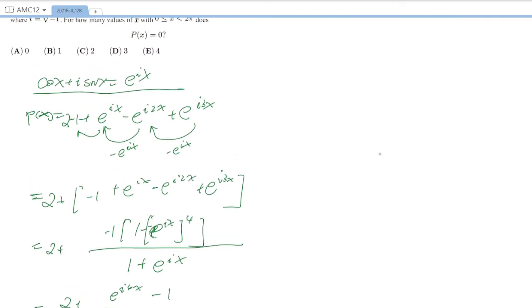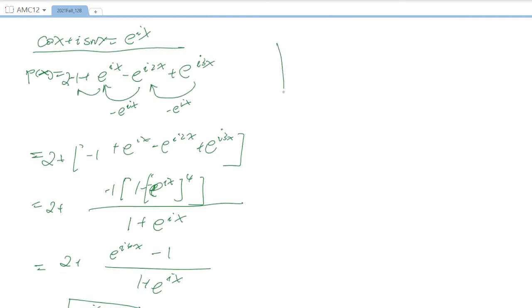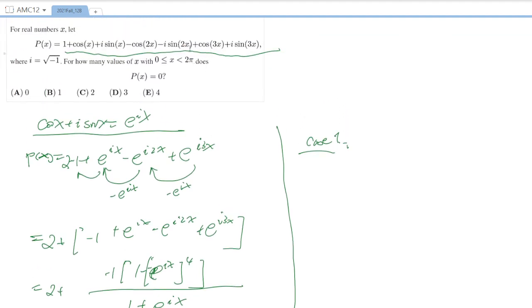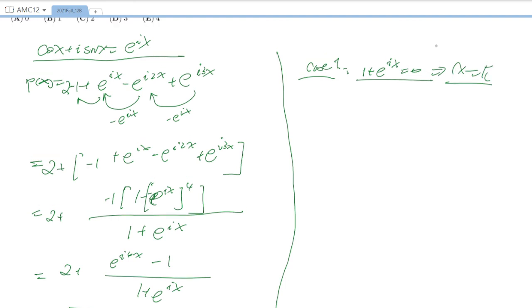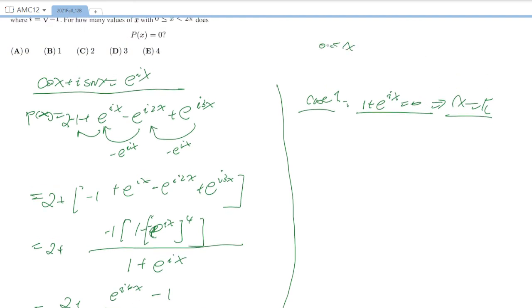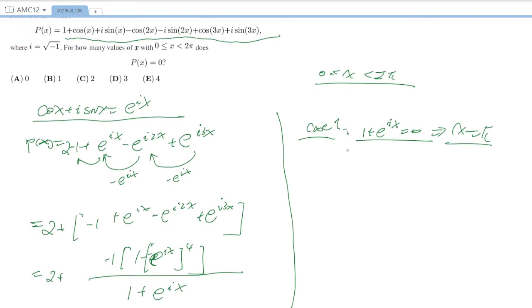Okay, so we have casework here, right? Let's draw something. So case 1: the denominator cannot be 0, because the original problem doesn't have the denominator, so we need to exclude that. If the denominator is 0, then x equals pi, because we need x greater than or equal to 0 and less than 2 pi. So if x equals pi, let's see what's going on.